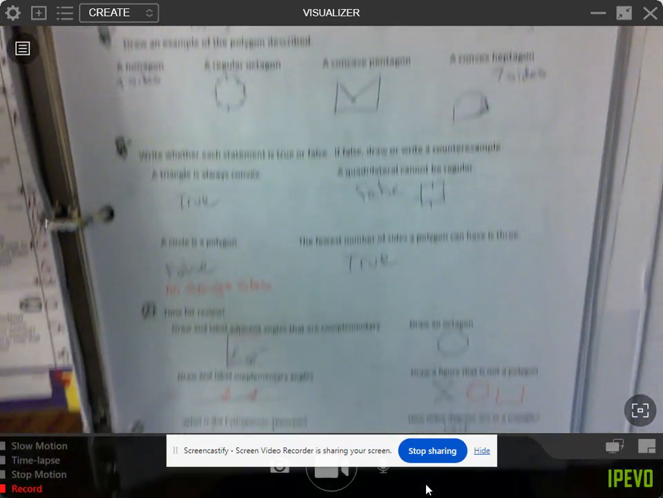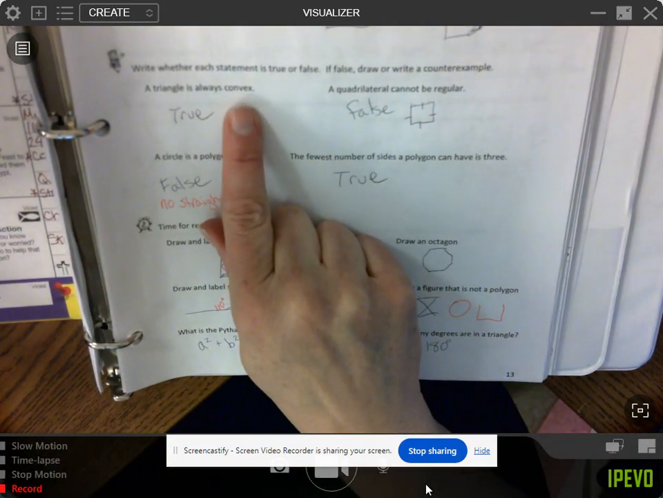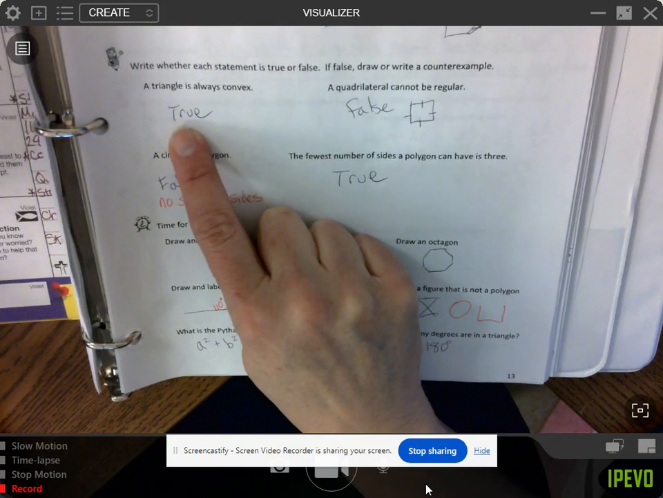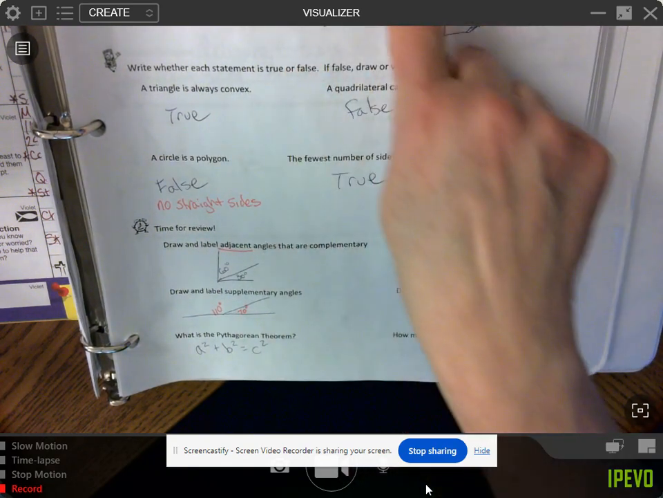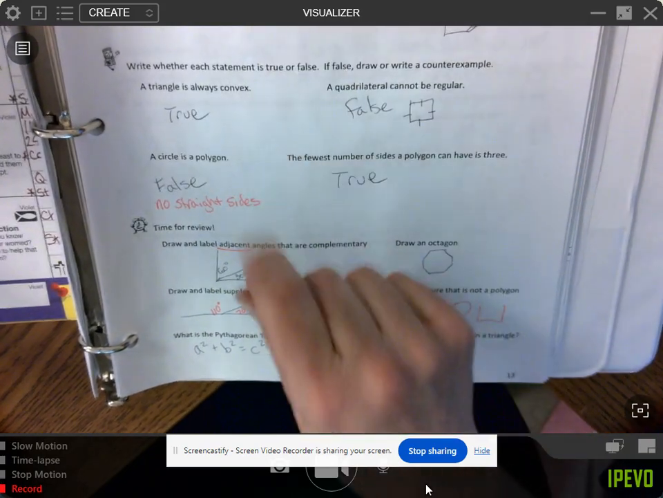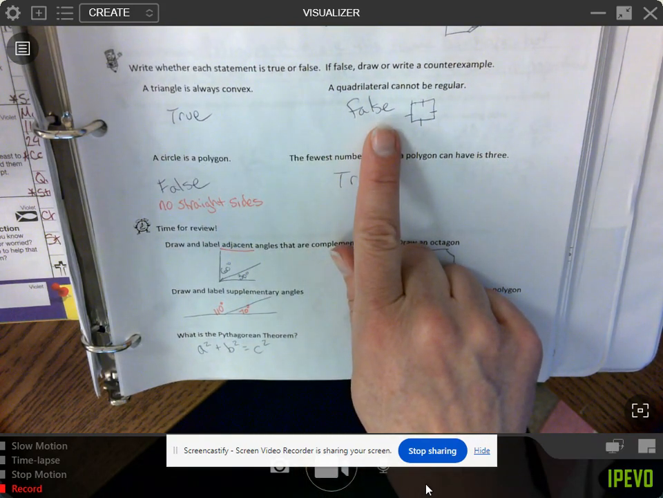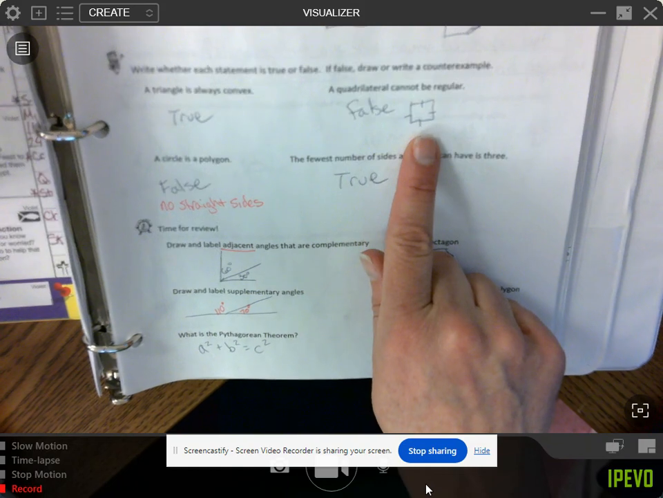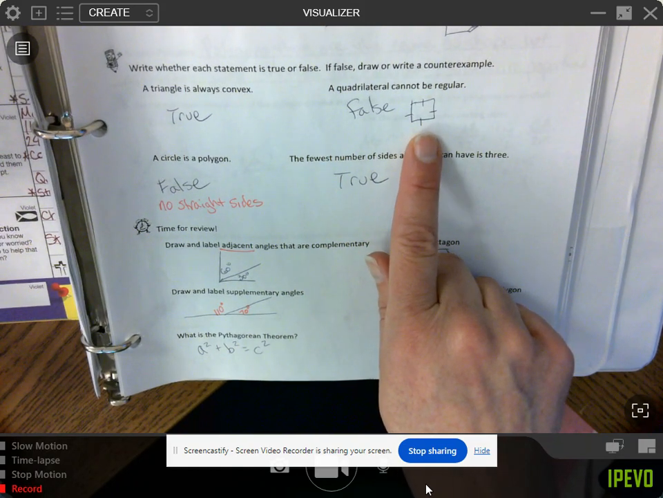All right. Now, our true-false. A triangle is always convex. That is true. You cannot cave in a side and only have 3 sides. The closest you can get is the concave quadrilateral. You can't cave in a triangle and keep it 3 sides. So that's true. The next is false: a quadrilateral cannot be regular. We talked about that yesterday. A square has all equal congruent sides. So my picture proves it wrong.